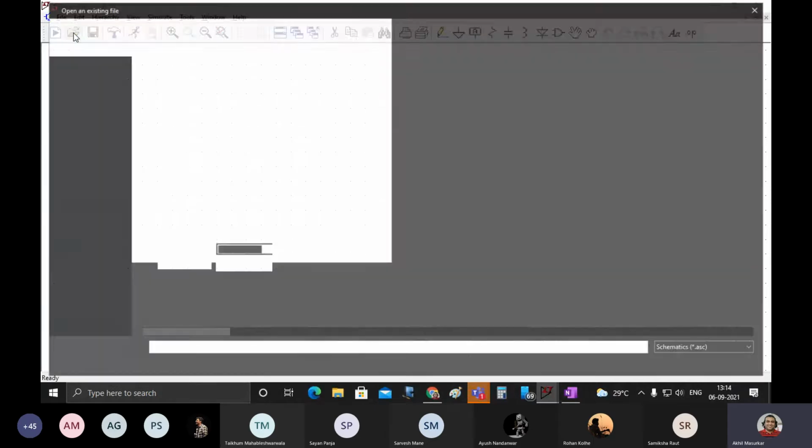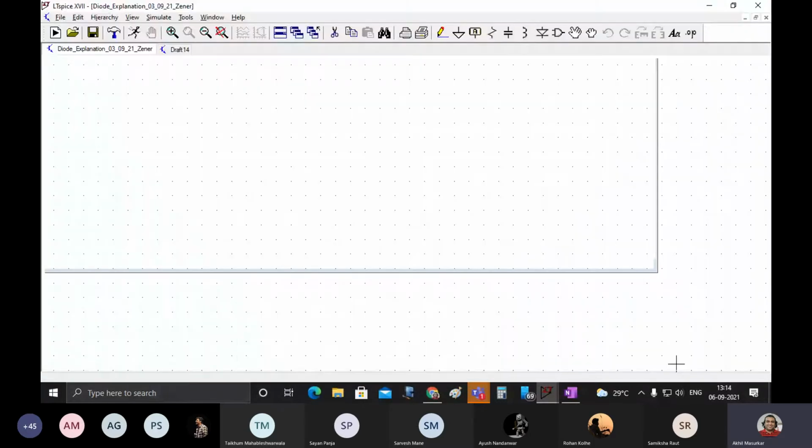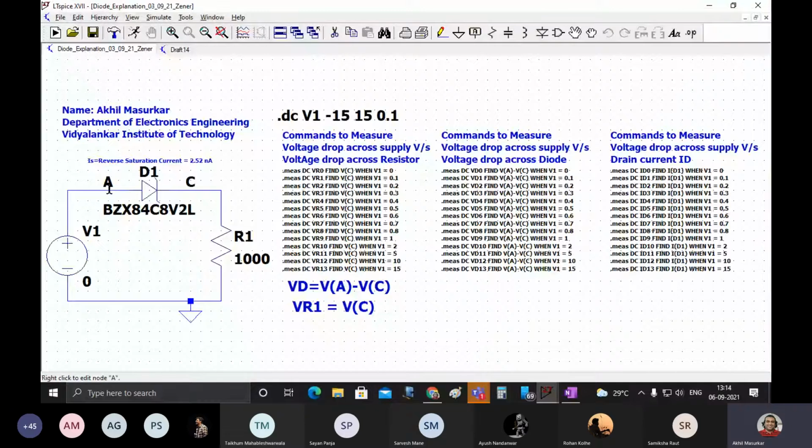So just for your sake, I will open my circuit. You can see here that this is the circuit that you have to build. Initially what we had selected was 1N4148. Now we are having BZX84C8V2L. Now what does this 8V2L mean? So let's go to the data sheet. Let's have a closer look at what this means.